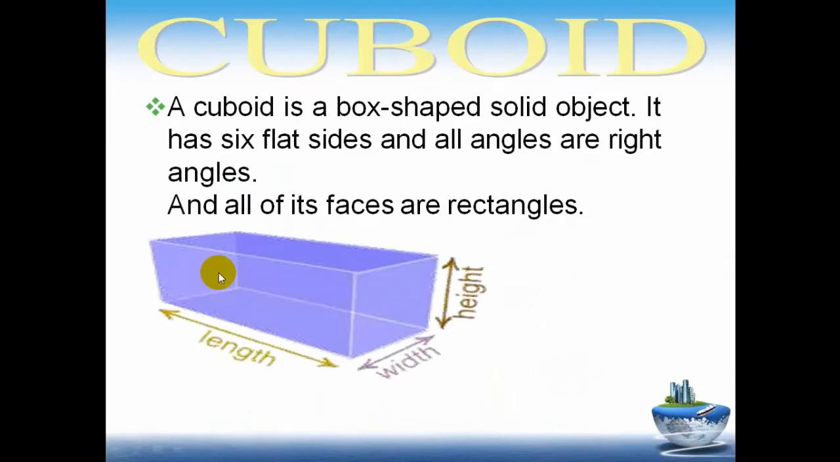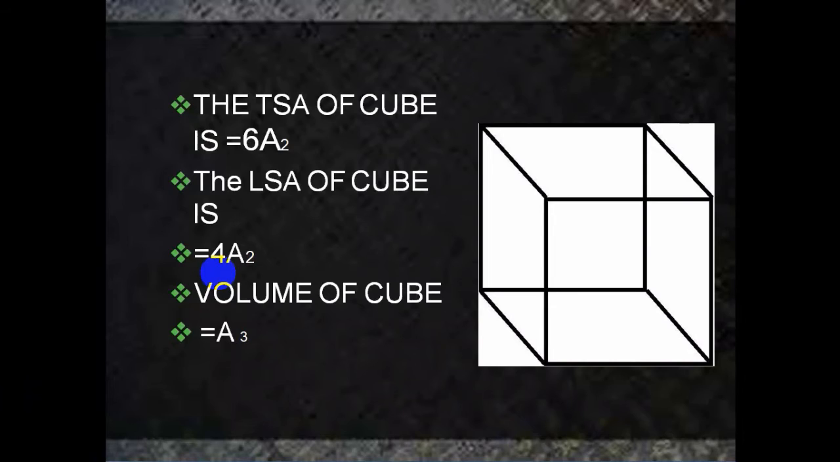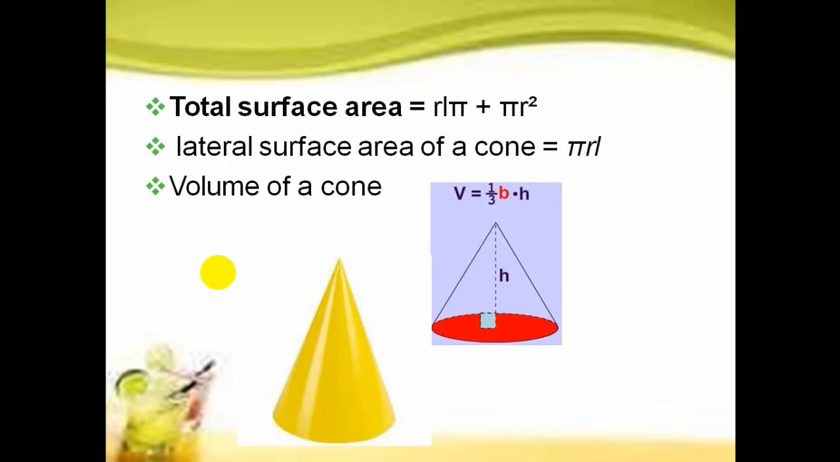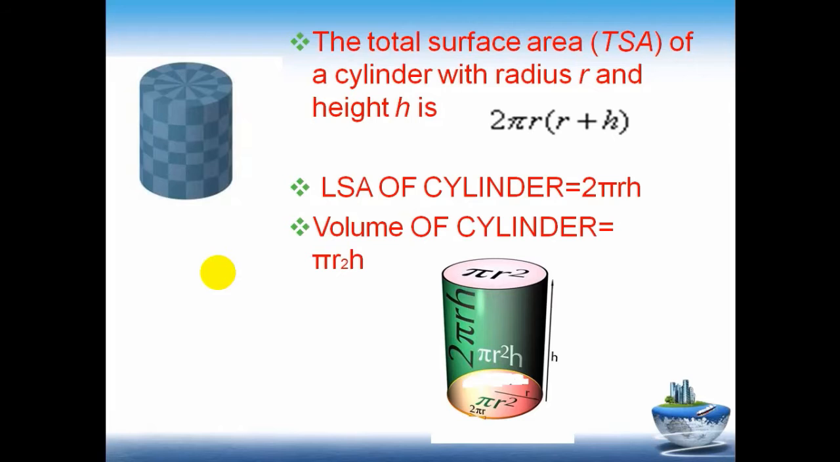So you see over here in these slides that for the cylinder, the total surface area is equal to 2πr(r + h), the lateral surface area of the cylinder is 2πrh, and the volume of the cylinder is equal to πr²h. So these three formulas are very important for the cylinder, which is a three-dimensional geometrical shape.